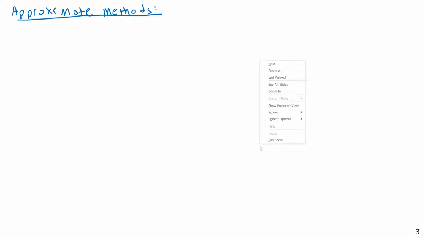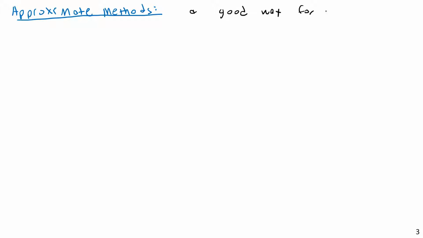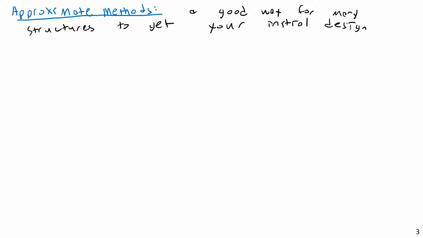Instead of just picking random sections of the steel manual and seeing how they work, these are a way to come up with an initial design for a structure before you really begin lots of your loops of analysis. A good way for many structures to get your initial design. There are many different approximate methods, and all of them are basically rules of thumb. All of them have the same basic process.